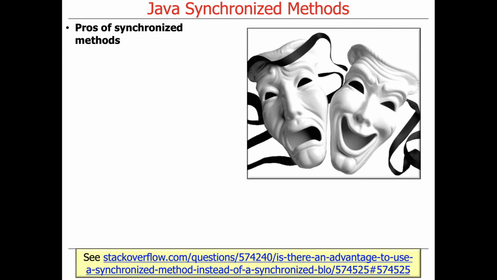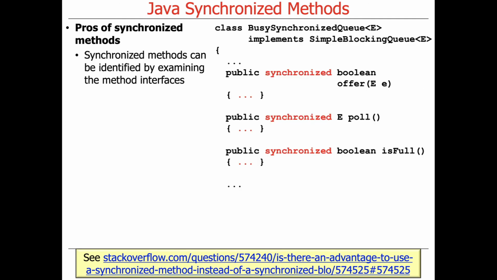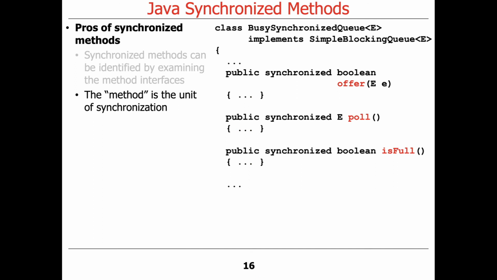So what are the good things about synchronized methods? Well, one nice thing is by marking them as synchronized, it's pretty darn easy to tell visually that these methods are synchronized, right? It's no mystery. If you see a method that has the keyword synchronized, there should be no shadow of a doubt in your mind that these methods are going to have mutual exclusion properties when they're called by multiple threads on the same object.